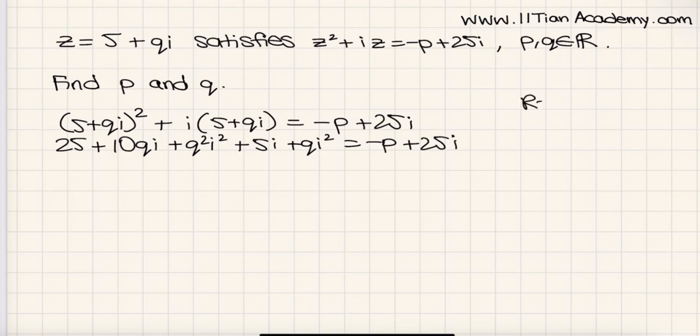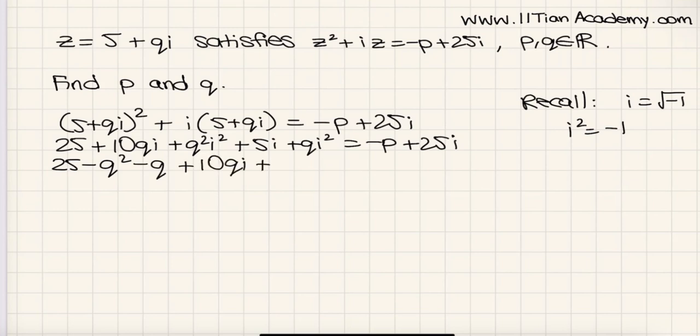Now recall that i squared is equal to negative 1, because i is equal to the square root of negative 1, which is something we can't do, which is why we have i, the imaginary number. So therefore, we're going to end up with 25 minus q squared, because the i squared turns into negative 1. Same thing over here, we're going to have just minus q, minus q plus 10qi plus 5i is equal to negative p plus 25i.